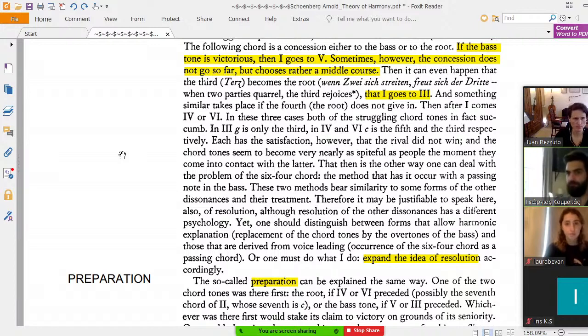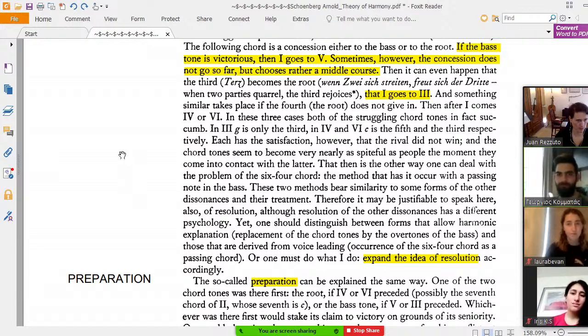Giorgio, give me an example in C major. There's one example. Yes, there was an example, but just in case. G C goes to, I don't know, goes to G B E. Yes, there you go, fantastic. That's it, yes. And something similar takes place if the fourth, the root, does not give in, etc.